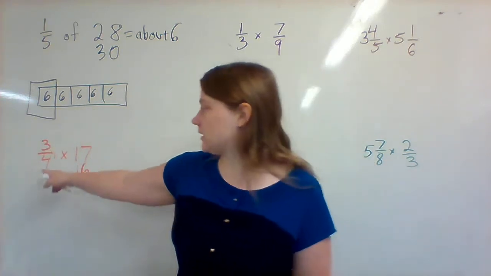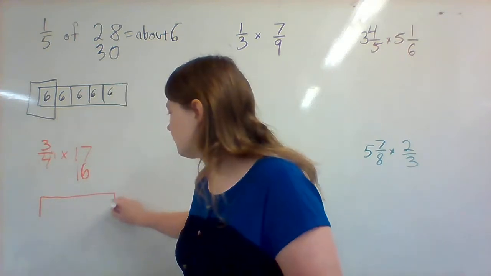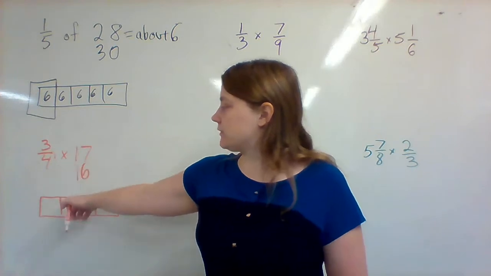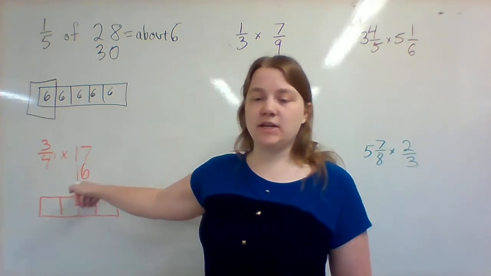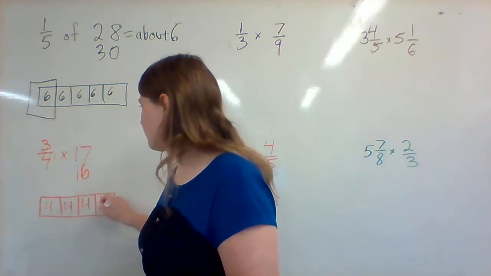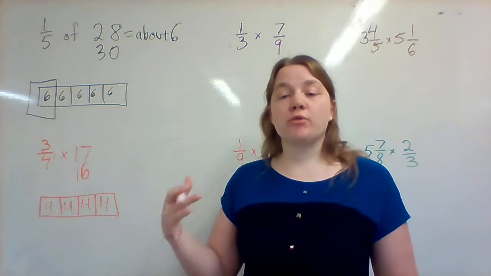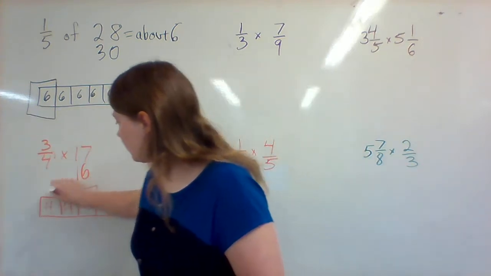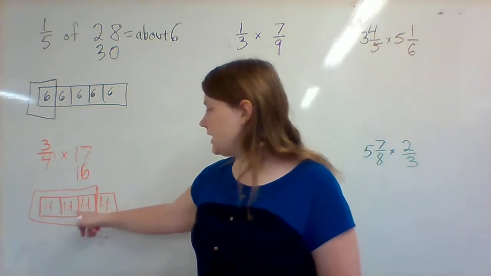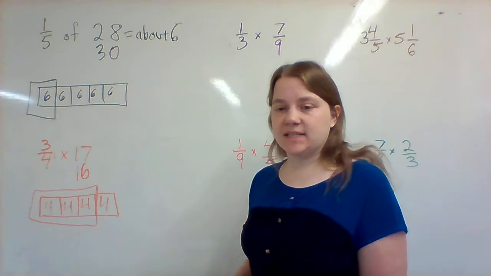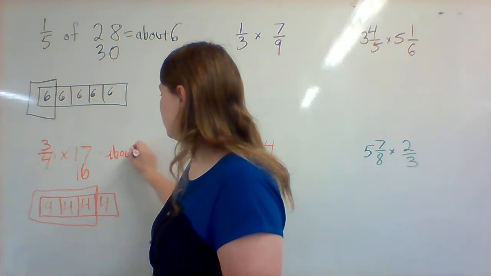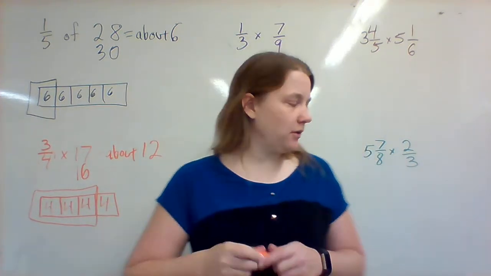I'm going to make my chocolate bar. It's going to have 4 pieces in it. And then when I divide the 16 whole into the 4 pieces, that's going to be 4 pieces each. And I want to know about 3 of those pieces. So I'm going to look right here. Now, 4, 8, 12. So 3/4 of 16 is 12. 3/4 of 17 is about 12.